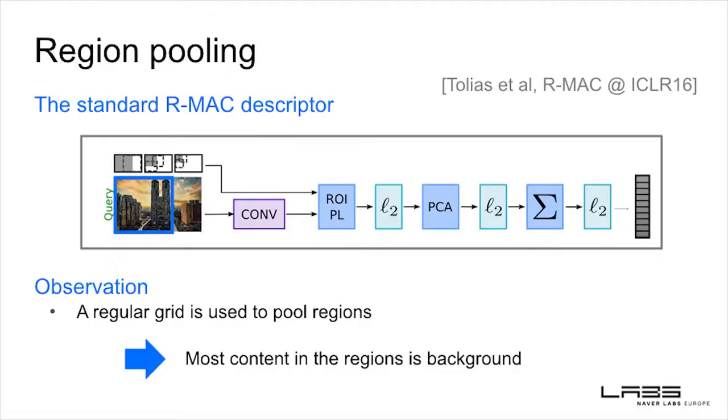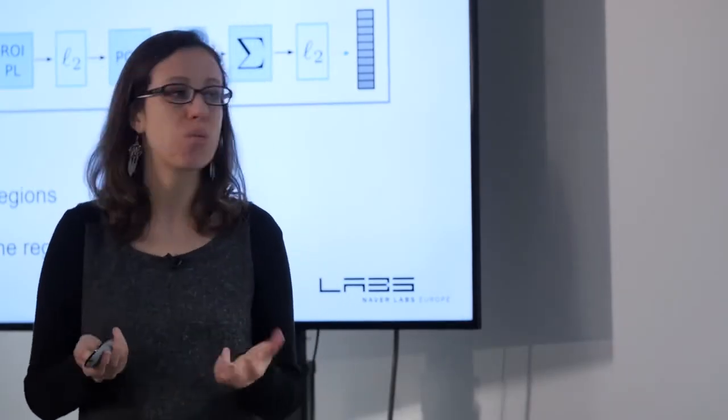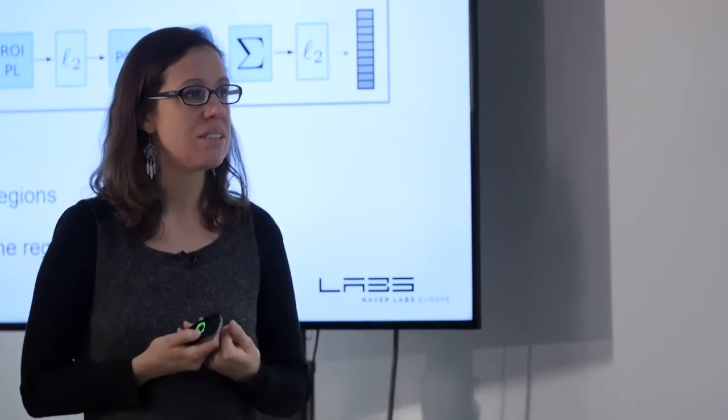Another observation we had is that this standard R-MAC descriptor, as I said, is pooling regions. That's why from images of any size, it can have this global representation. But now it's using a regular grid, which means that it's looking at large regions, and then smaller regions, and it's going to cover the entire image. As you can see, some of these regions are completely looking at background, and only a few of them really focus on the landmark. So that's an issue.